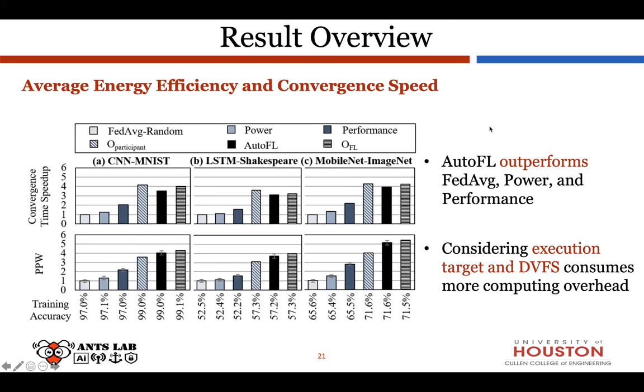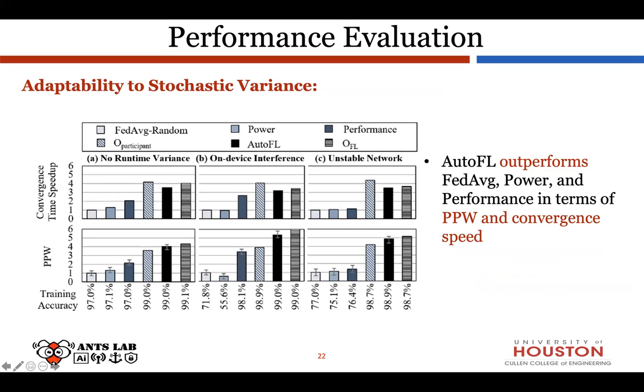Next, let's see the adaptability to runtime variance, the on-device interference, and the unstable network. We have similar performance evaluation results. The AutoFL one outperforms these three methods, and from the convergence time perspective, the all participant one outperforms the AutoFL and the OFL, and we have similar results here.